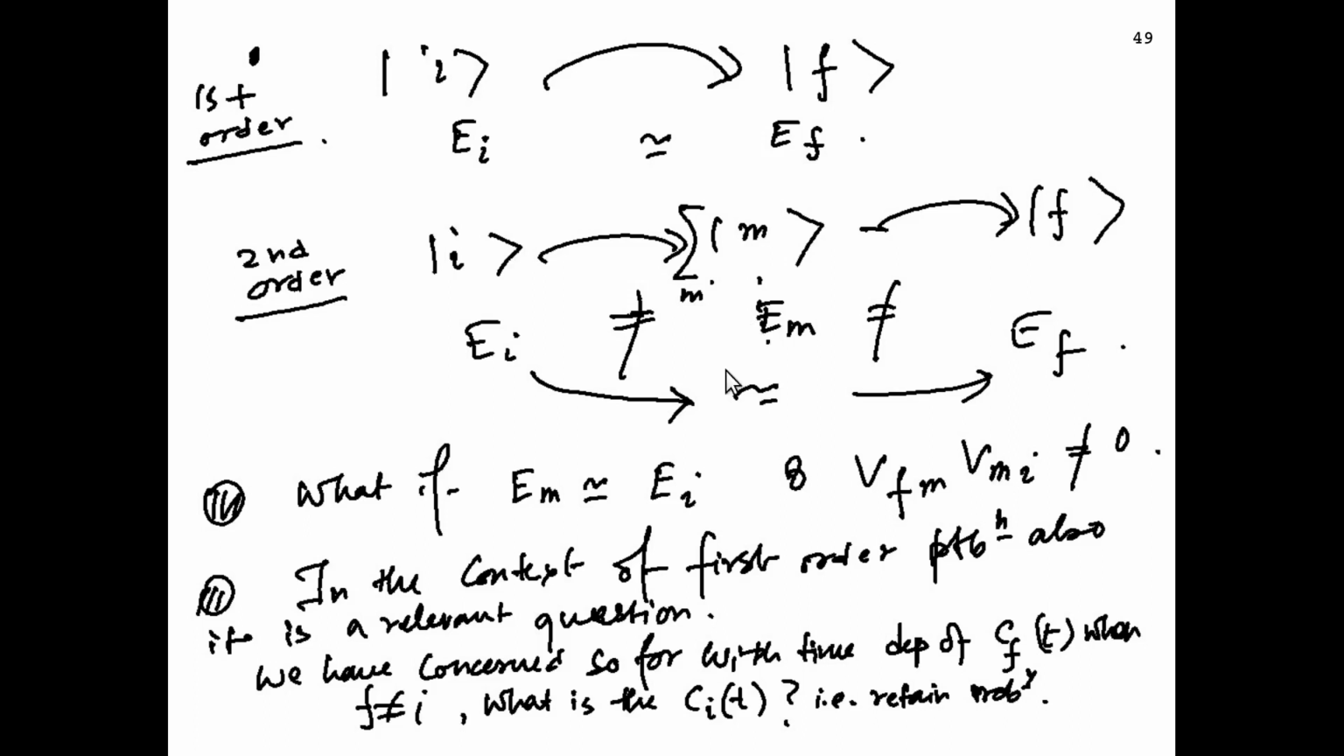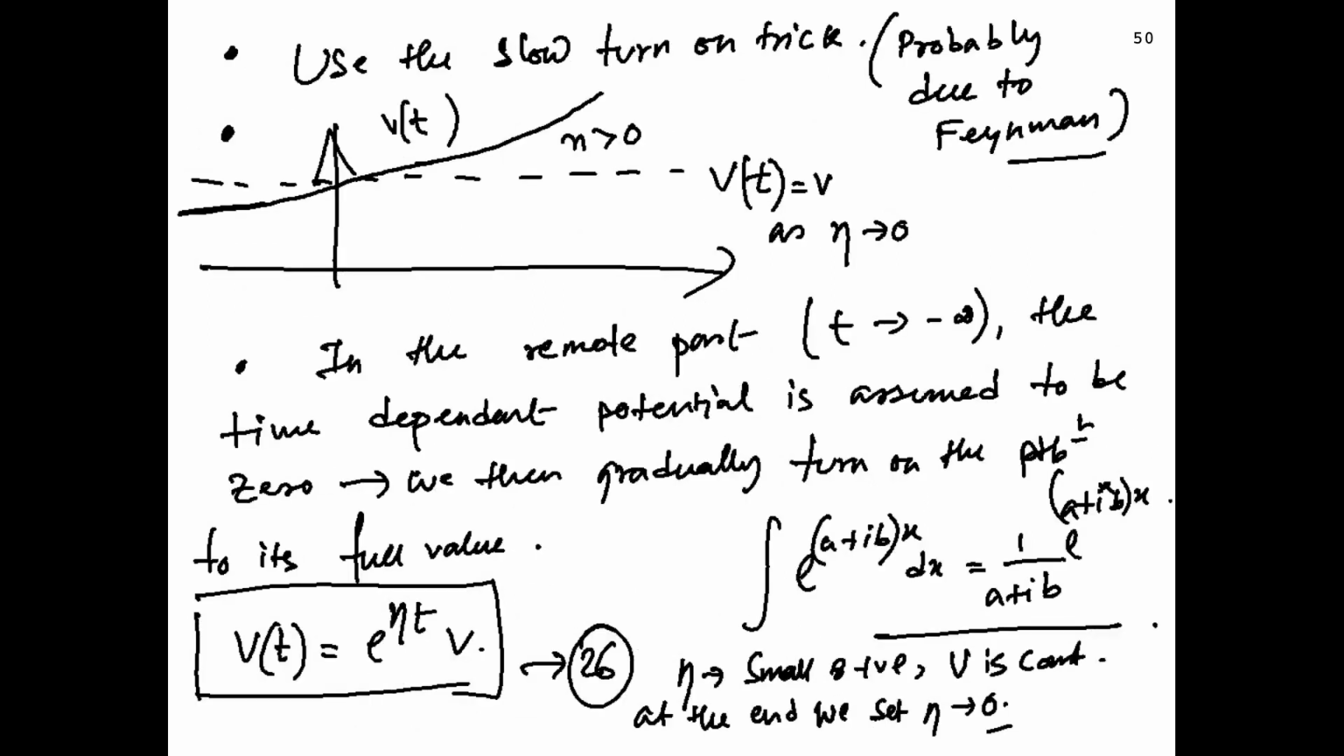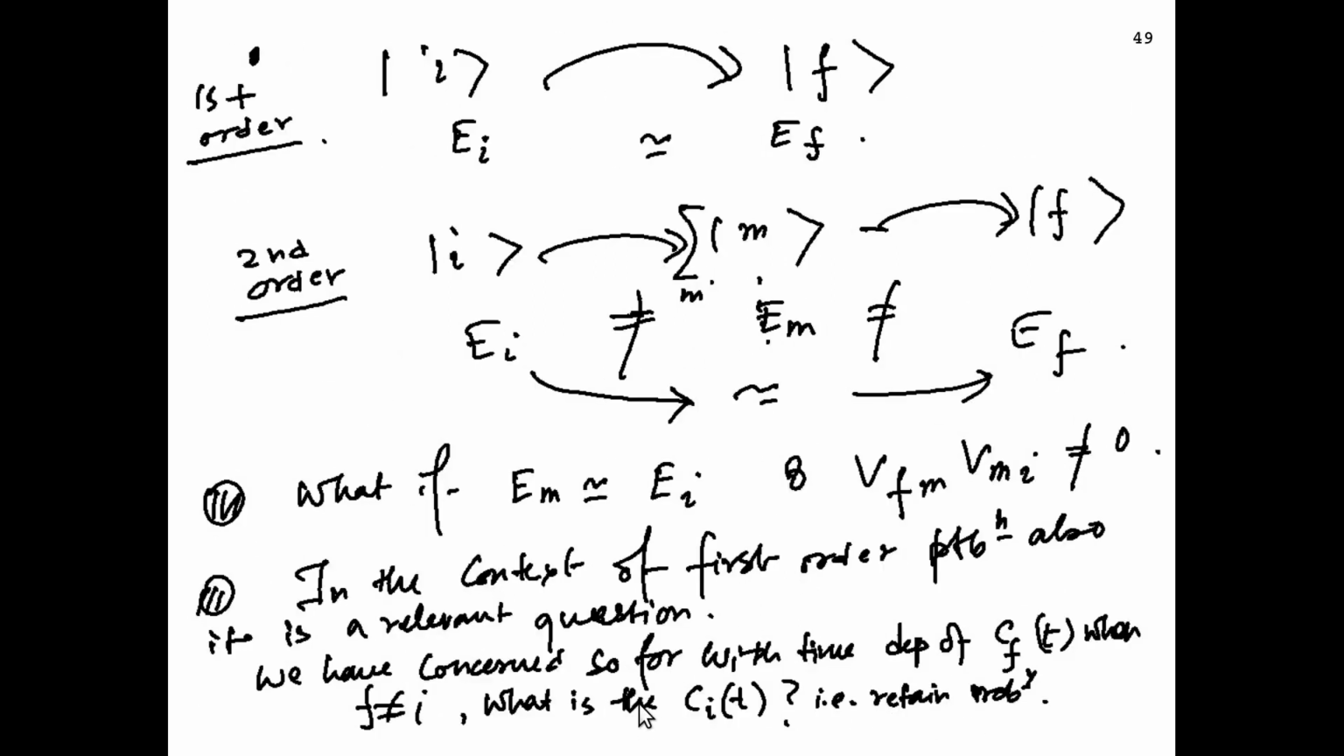In the context of first order perturbation theory, this is also a relevant question, because we have considered it so far: the time dependence of C_f(t) when f is not equal to i. We will see what happens there. Basically, when you have a blowing up expression, or a denominator which is going to 0, how to deal with that kind of scenario, we will learn in the third part.